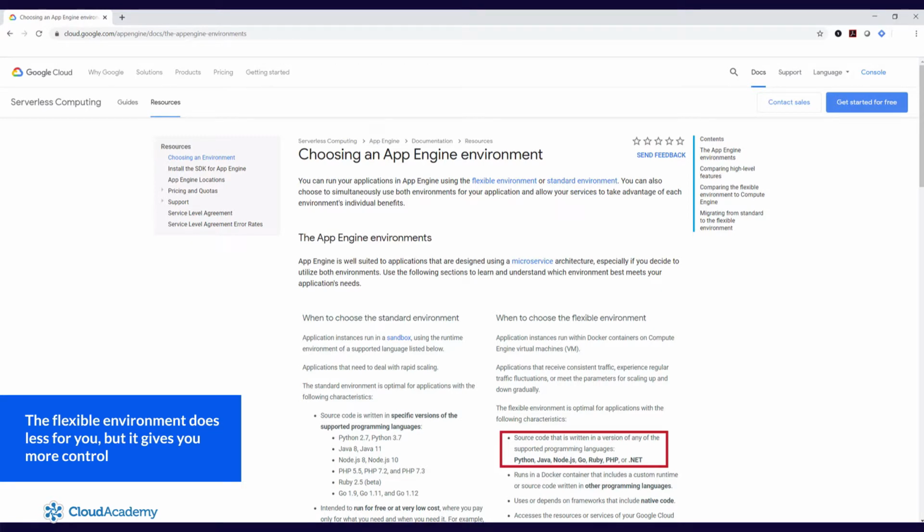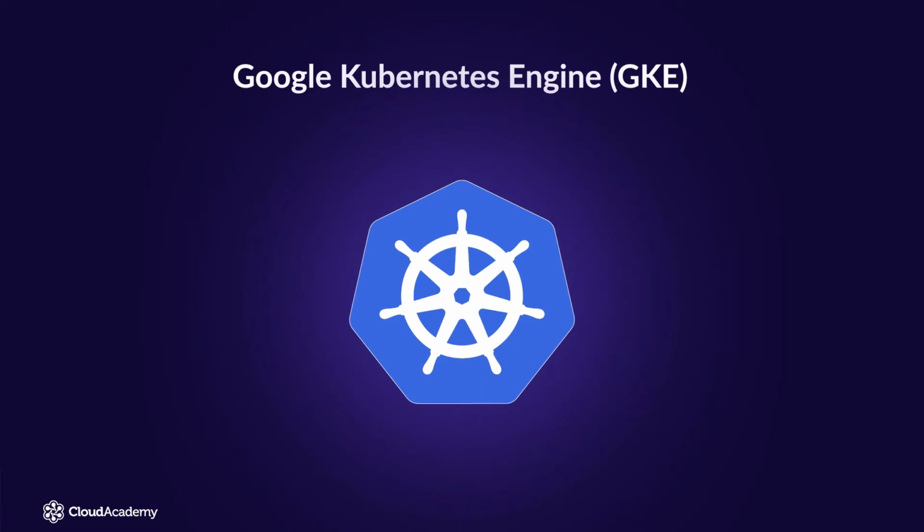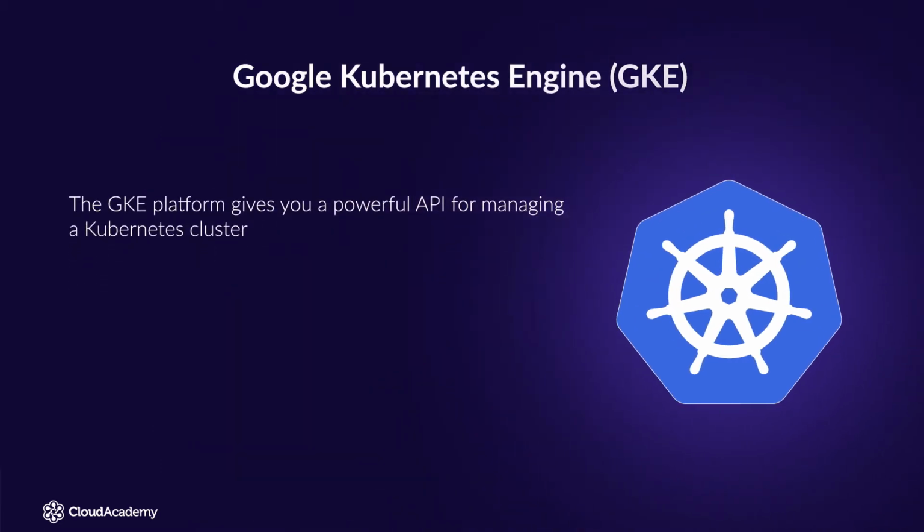And then the third main Google Cloud compute service is GKE, Google Kubernetes Engine. If you're already running or planning to run a Kubernetes application, GKE is by far one of the best ways to do it, as Kubernetes was actually originally designed by Google. So it's a first-class integration. The GKE platform gives you a very powerful API for managing a Kubernetes cluster. You can do this in the console or via CLI tools. You can quickly get information about the cluster, change config, scale pods, alter the access controls, do all kinds of administrative tasks.